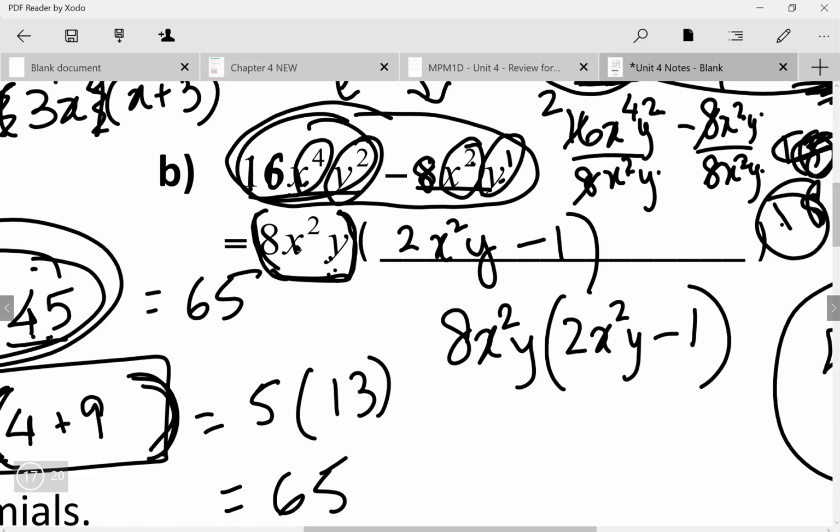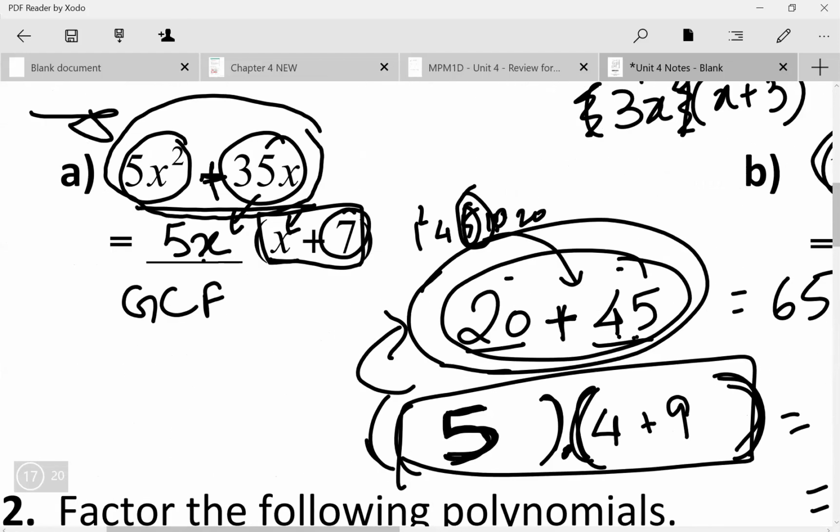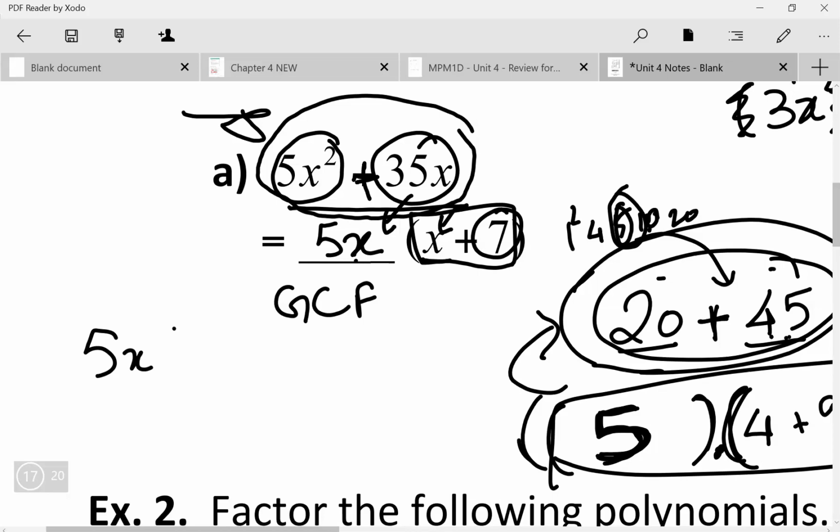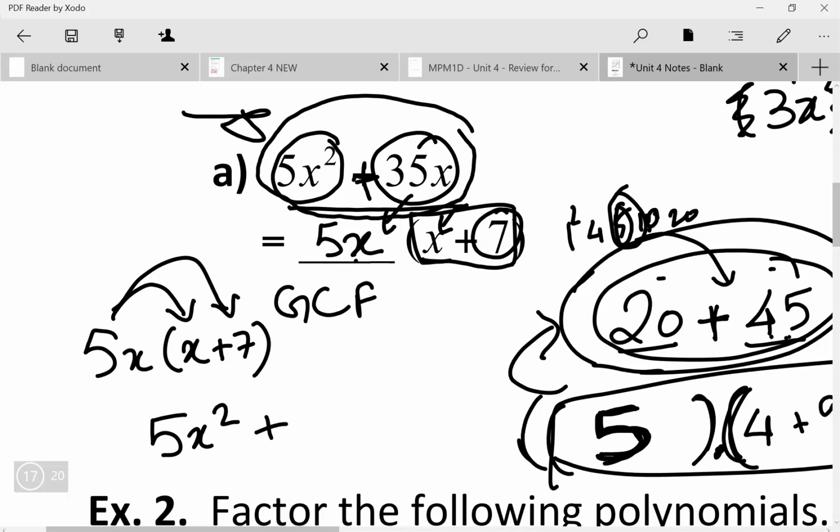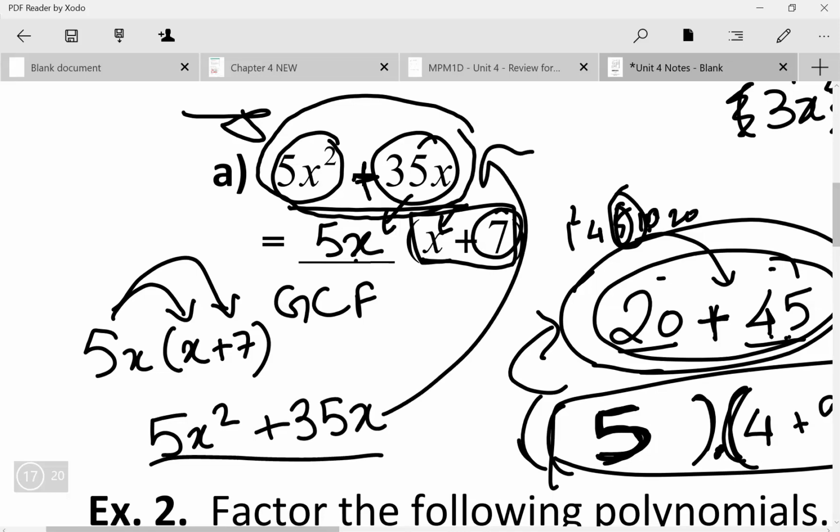A good note, if you do distributive property, not FOIL, to this bracket, so let's go back to this example. What was our answer? 5x times x plus 7. Let's say we were expanding this. 5x times x, 5x squared. 5x times positive 7 is plus 35x. We get back the original expression. And this is always a good way to check if you've done the factoring correctly. If you expand, you should be able to get back the original expression.